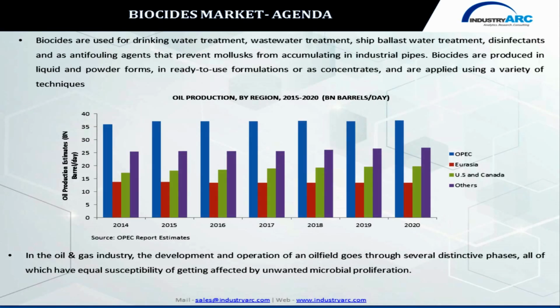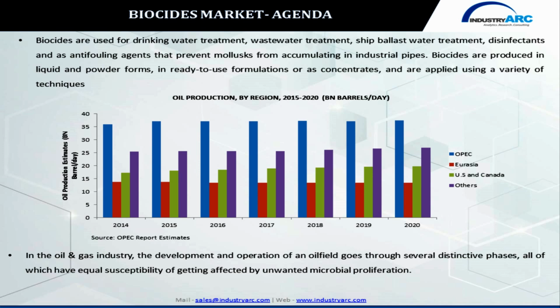This graph basically shows the oil production by region for 2015 to 20. This is basically an estimate by OPEC. The report by OPEC estimates the oil production of different regions for the years 2014 till 2020. Why this is important is, with the growing production of oil, there is an improving need for the usage of biocides.